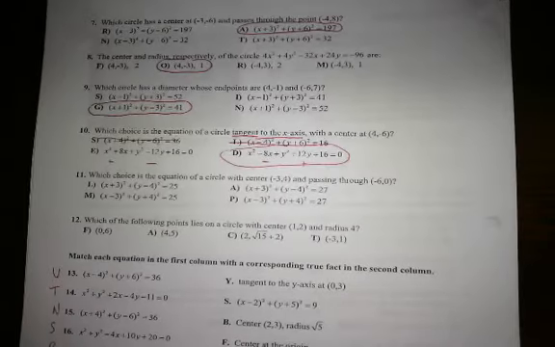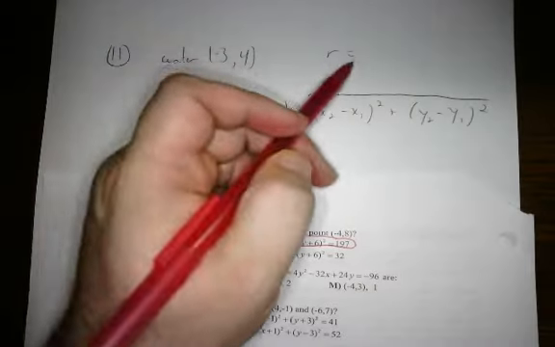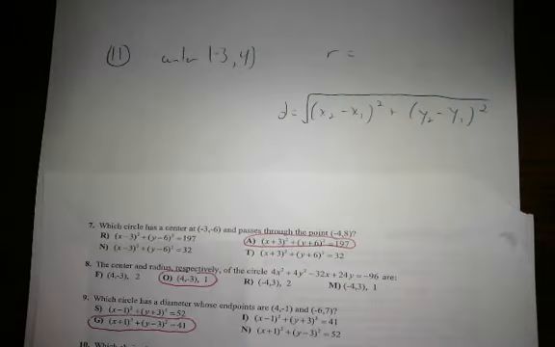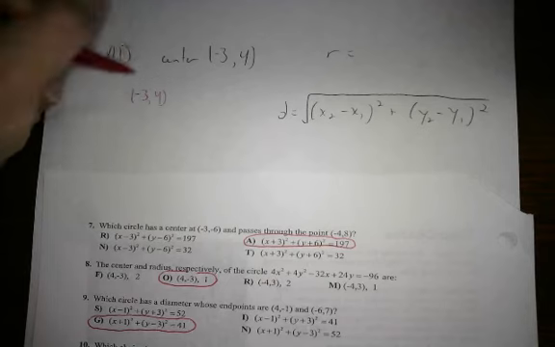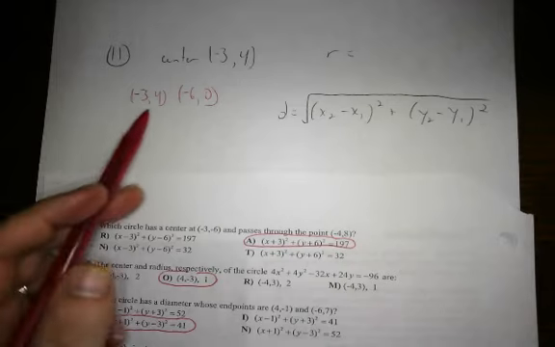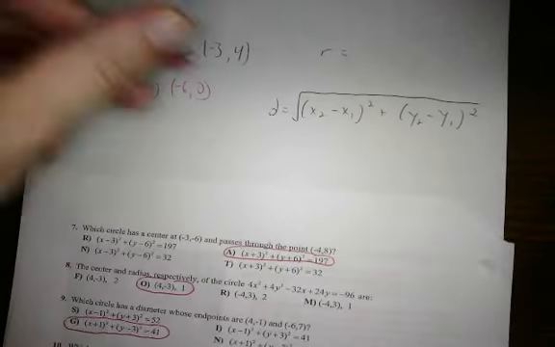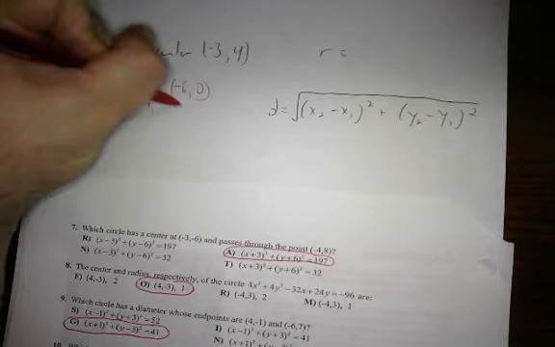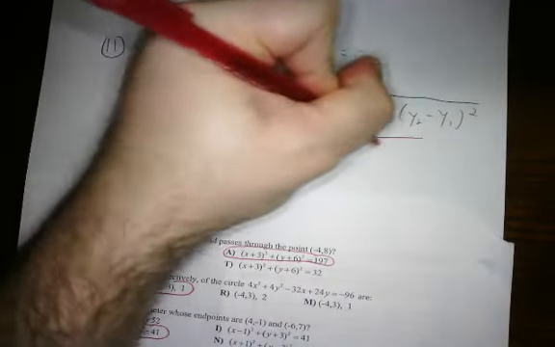Okay, that was 10. Let's do 11 next. So 11. Which choice is the equation of the circle with center -3, 4 and passing through -6, 0? Very similar to one we already did. Okay, we know the center. We need to find out the radius. All right, since we know the center, let me write these down. Since we know the center and a point that the circle passes through, the radius would represent the distance between those two coordinates. Okay, so I'm going to use my distance formula.